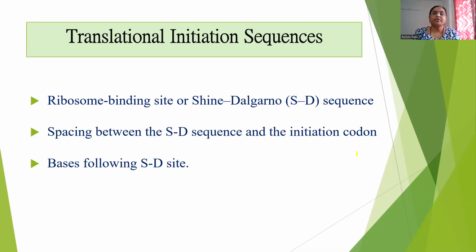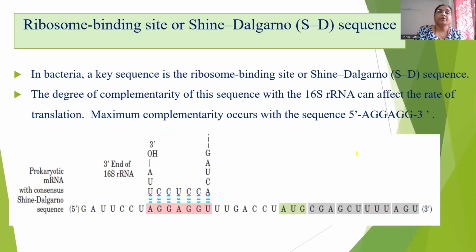At the 5' UTR of the mRNA of the prokaryote, that is the bacteria, there is the Shine-Dalgarno sequence, that is the ribosome binding site. It affects the expression of the cloned gene. Second one is the spacing between the SD sequence and the initiation codon. And the last one is the bases following the SD sequence. These are the factors which affect the translational efficiency of the cloned genes. Now going towards the first one, the ribosome binding site or the Shine-Dalgarno sequence.